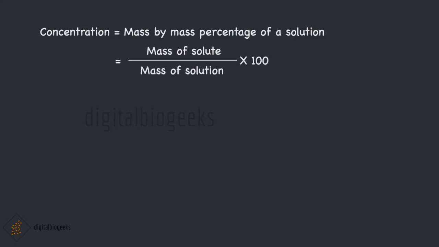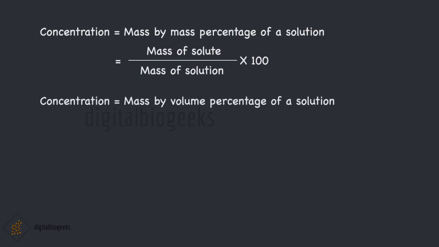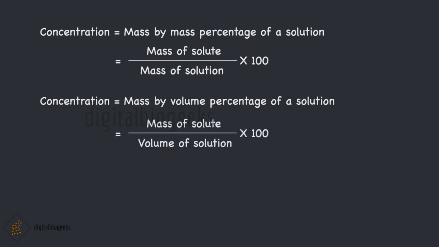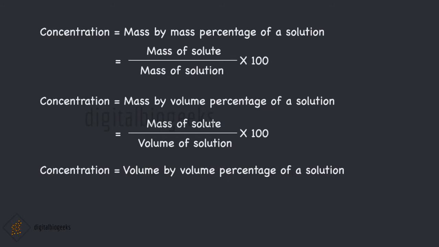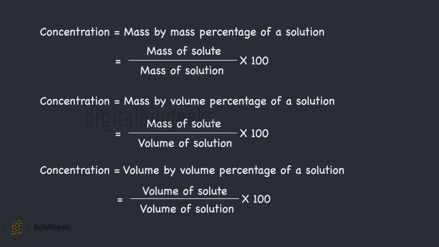Another method to calculate the concentration is mass by volume percentage of the solution. That means mass of solute by volume of solution into 100. The third way to find out concentration is volume by volume percentage of a solution. That means volume of solute is divided by volume of solution into 100.